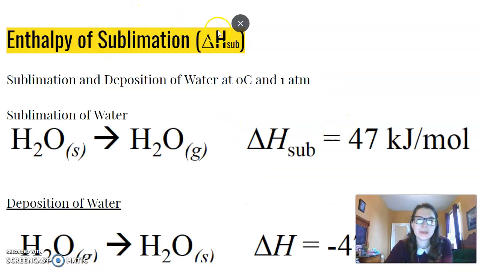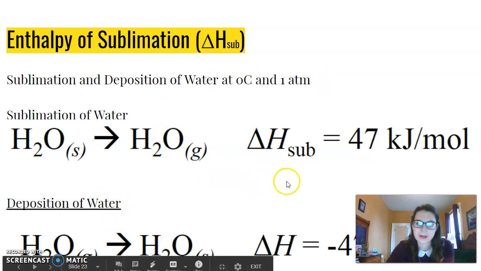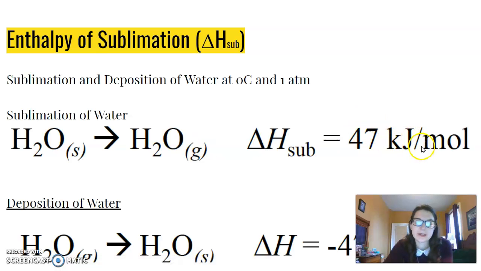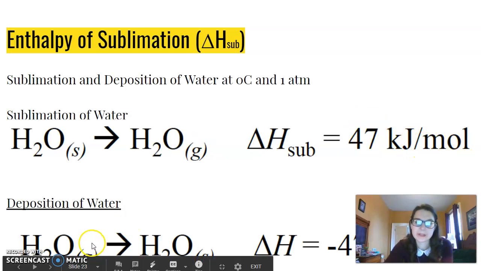So again, this is your enthalpy of sublimation, delta H sub, for sublimation and deposition of water at 0 degrees Celsius and 1 atmosphere. Deposition would be the exact opposite of sublimation. So for sublimation, we have solid going to gas. It would take 47 kilojoules per mole, and deposition, gas to solid, would be negative 47 kilojoules per mole.